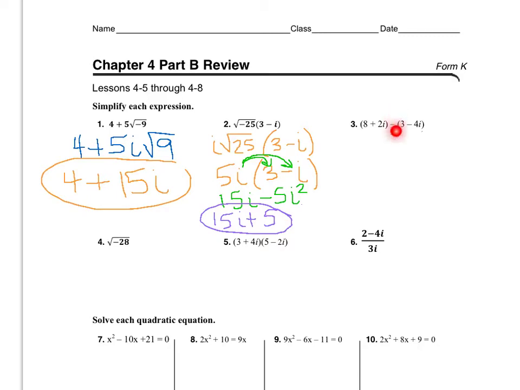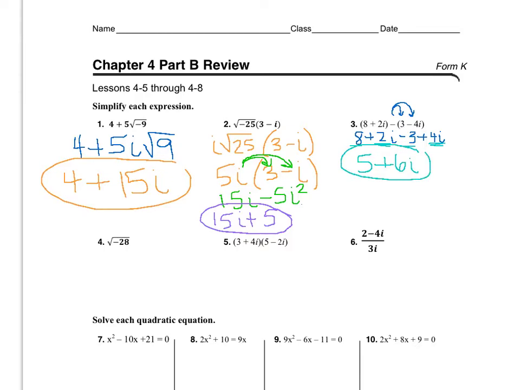For problem 3, I see that I'm just subtracting these two things, but I do have to be careful because there is that negative there. Remember, you're always going to distribute the negative into that second set of parentheses. So I'm going to rewrite my problem as 8 plus 2i minus 3 plus 4i. Now all I have to do is combine like terms. My 8 and my -3 come together and become 5, and my 2i and my 4i come together and become 6i. So my answer is 5 plus 6i.